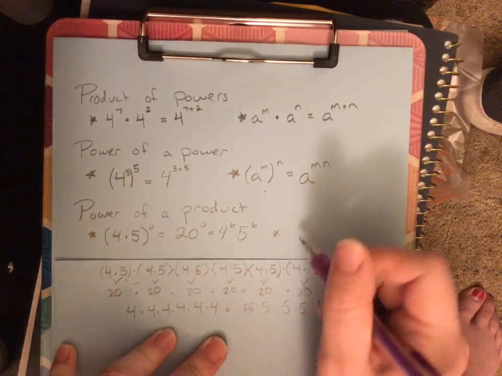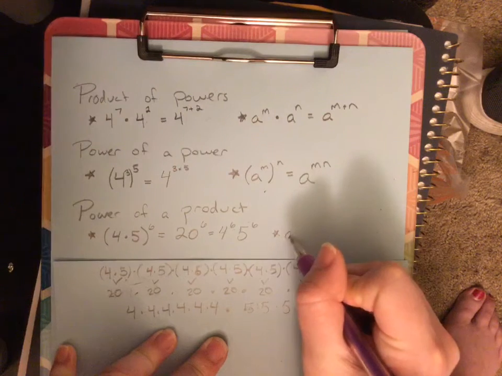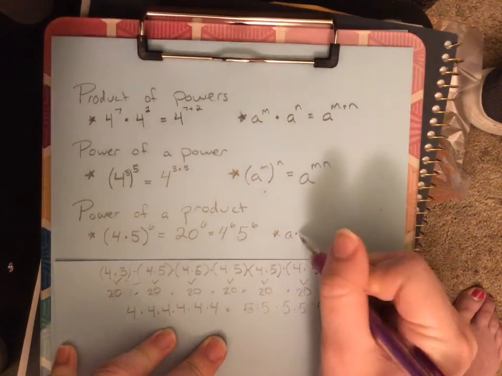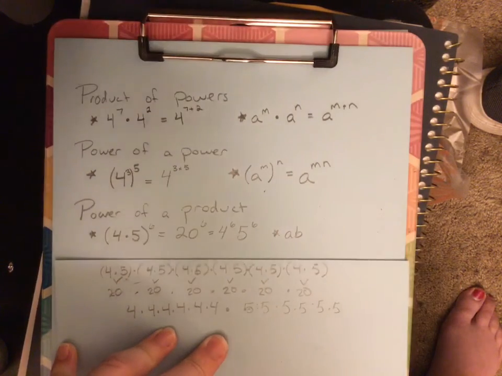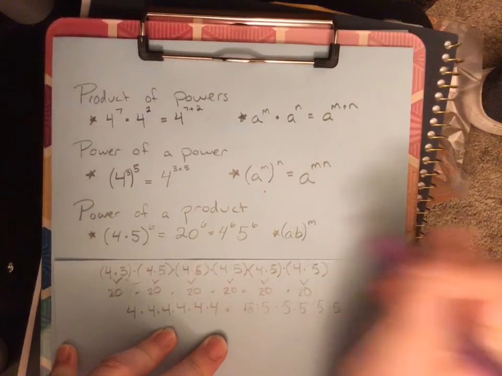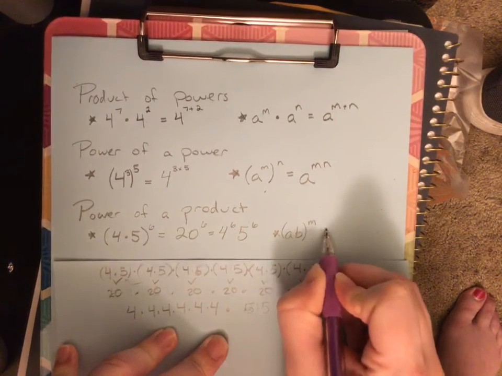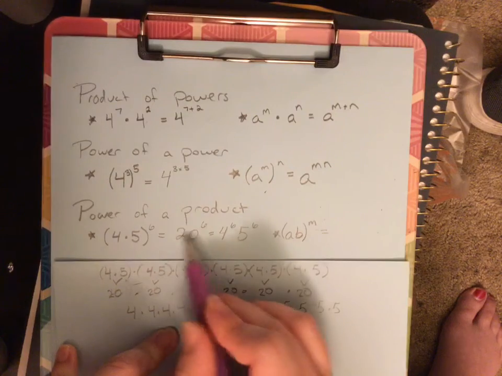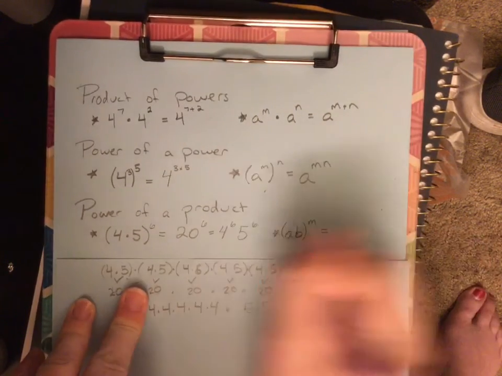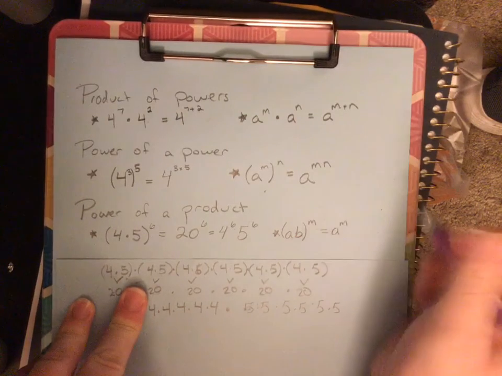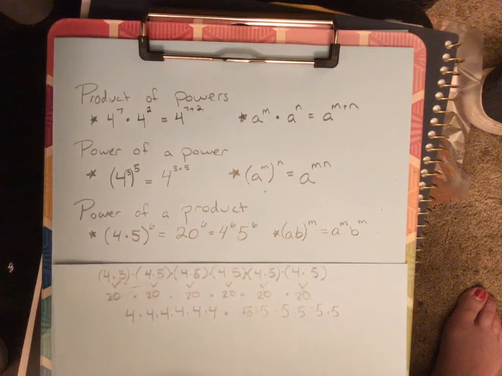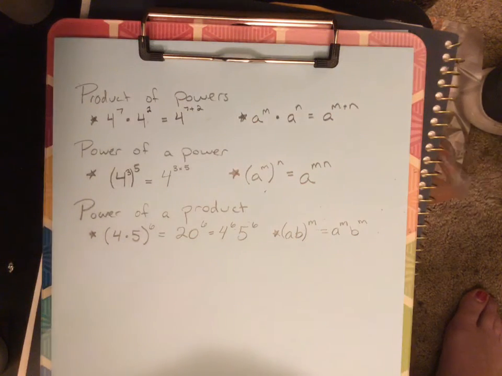What would this look like with letters? Well, we could have A times B as our base, usually. And we're raising all of that to the letter M. And we can rewrite that. Rewriting it like this wouldn't make sense since I don't know what A times B is. But I can write it like this, and I can break it up and say that's A to the power of M times B to the power of M. And it's just the same thing.